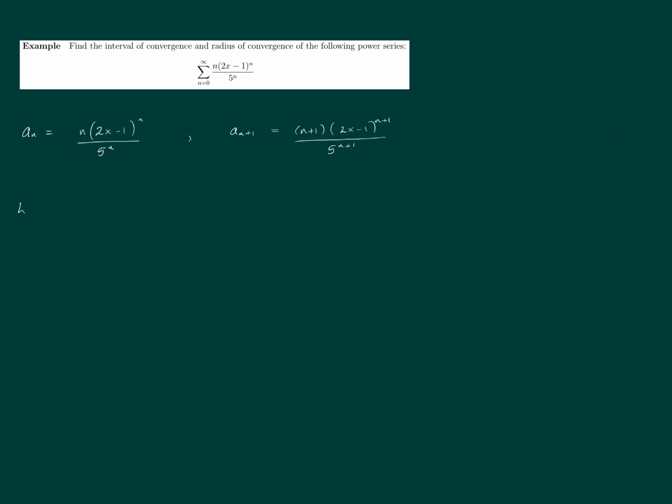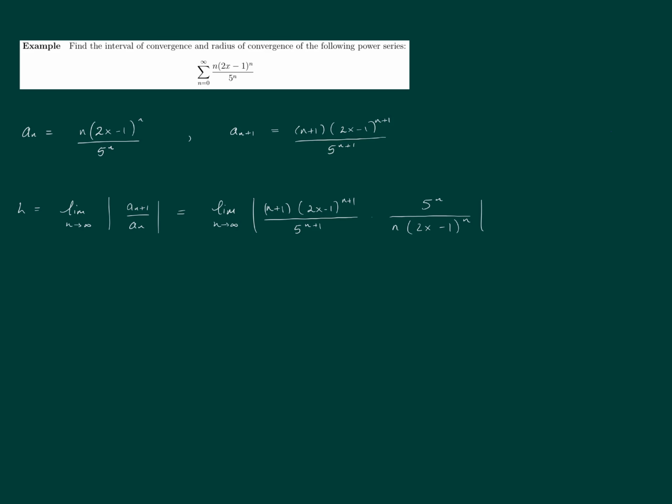Okay, we're asked to look at their limit. So L equals, well, we're going to use the ratio test. So L is the limit as n goes to infinity of |a_(n+1) over a_n|, which equals the limit as n goes to infinity of the absolute value of (n+1)(2x - 1)^(n+1) all over 5^(n+1), times, flip a_n upside down, n times (2x - 1)^n under 5^n.